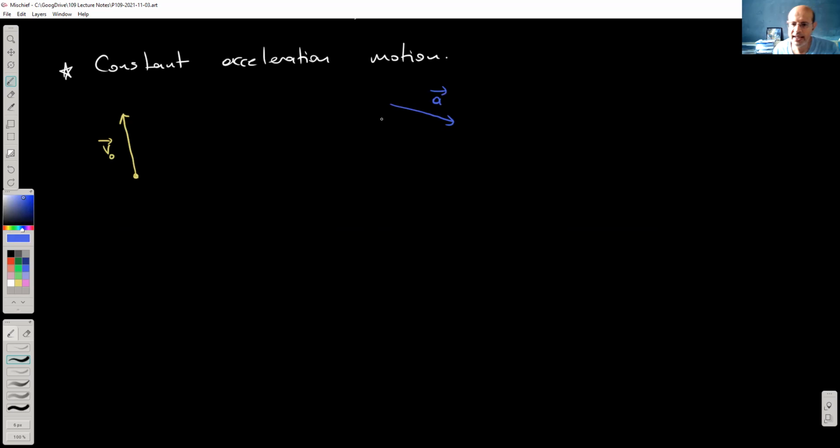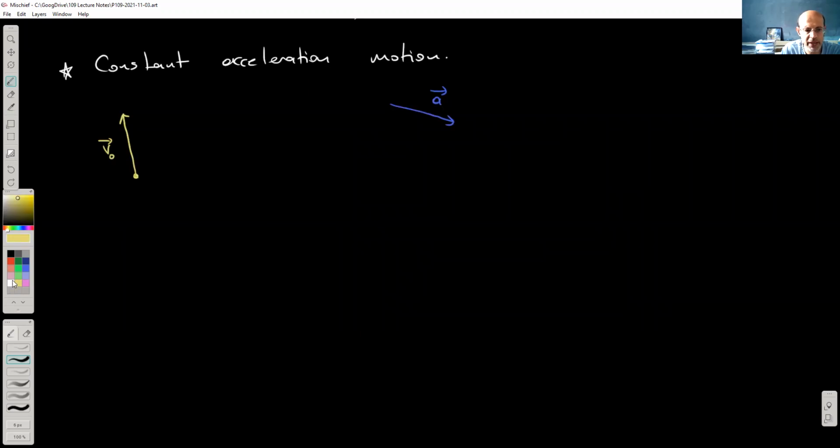In circular motion, yeah, the speed is constant. Yeah, in that case, the acceleration is perpendicular to velocity. Okay, so constant acceleration motion. I'm looking at the situation where the initial velocity is like this, and the acceleration is like that.